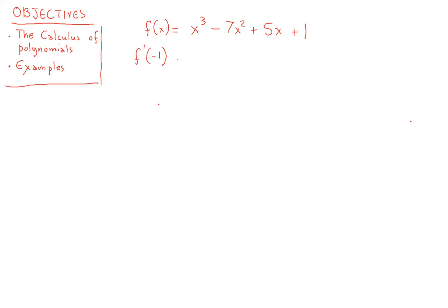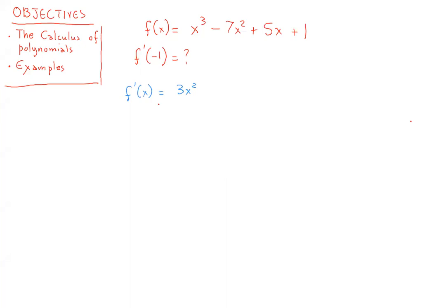Okay, so what do we do? Again, please pause the video and try to solve this problem and check the solution now. So f prime of x will be the derivative of x cubed, which is 3x squared. And then I need to take the derivative of x squared, which is 2x, and multiply it by -7.